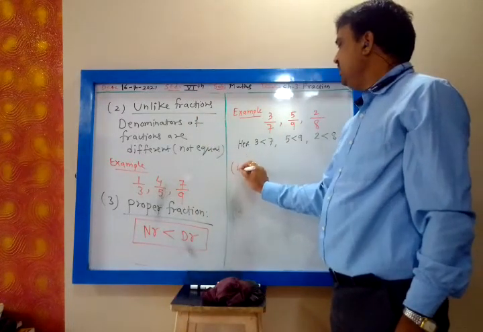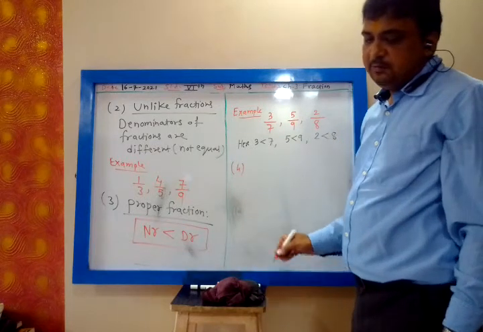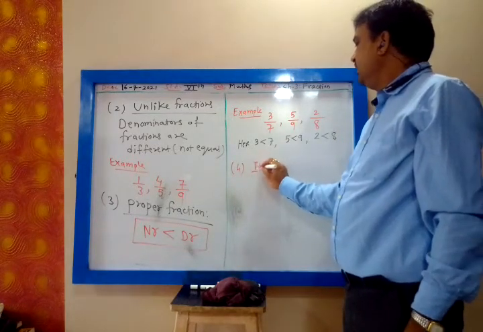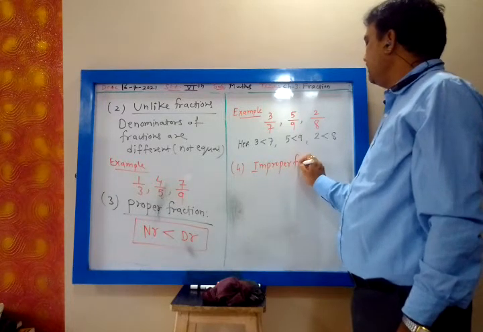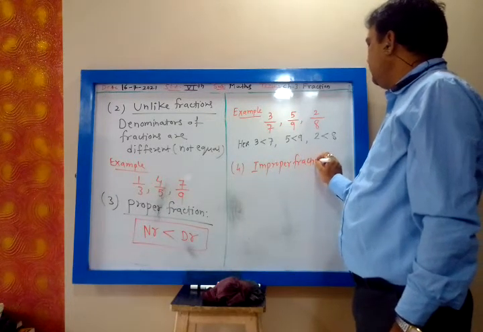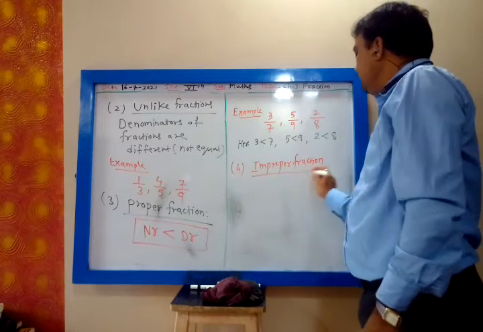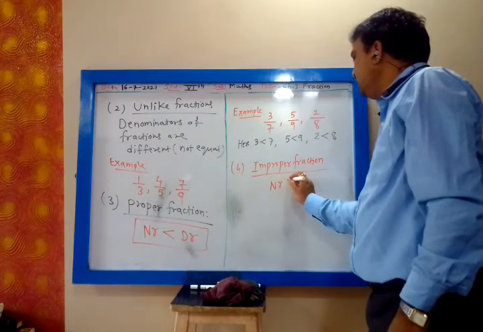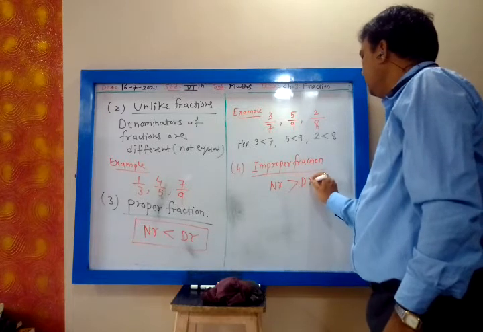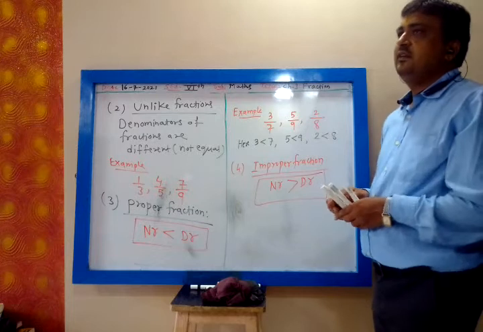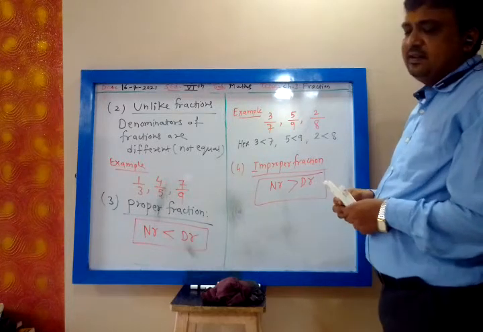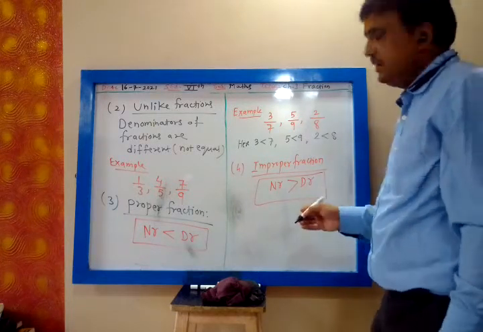Then fourth type is improper fraction. In case of improper fraction, numerator will be greater than denominator. So whenever numerator is bigger than denominator, they are called improper fraction.